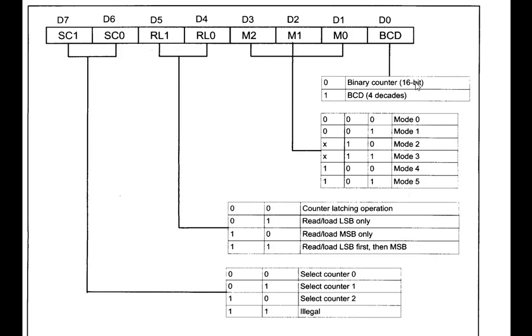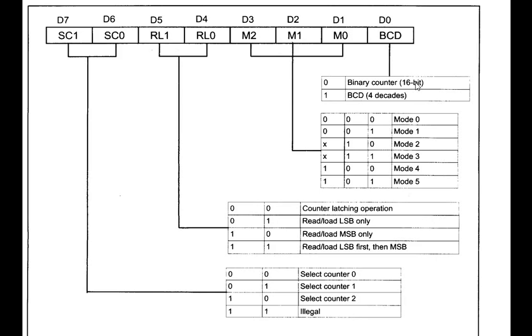Here we have the binary inputs. Suppose we have 1, 0, 1, that means 5, so mode 5 is selected. 1, 0, 0 is 4, so mode 4 is selected. 0, 1, 1 is for mode 3, 0, 1, 0 is for mode 2, 0, 0, 1 is for mode 1, and 0, 0, 0 is for mode 0.